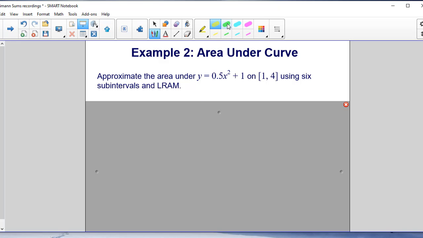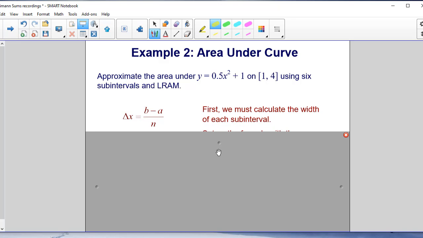So the first thing we want to note is that we're going to use delta x is equal to b minus a divided by n. My b value will be 4. My a value will be 1. And n will be 6.